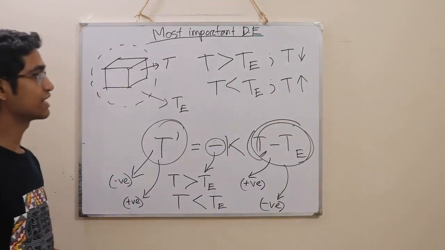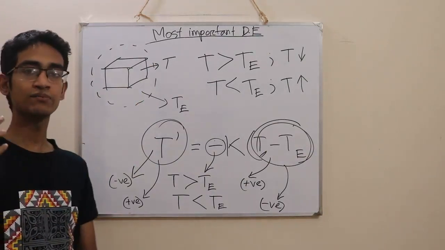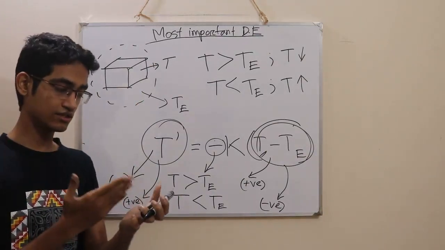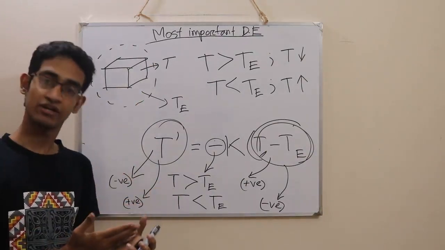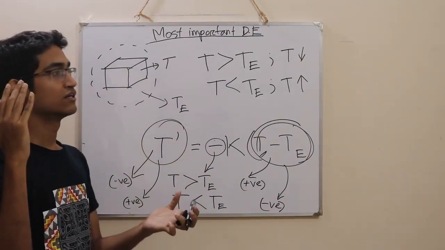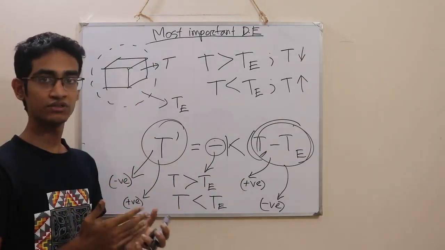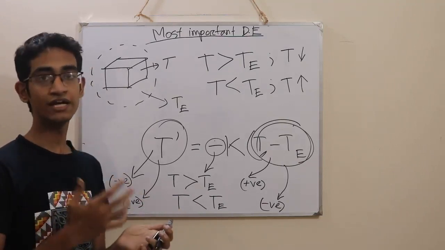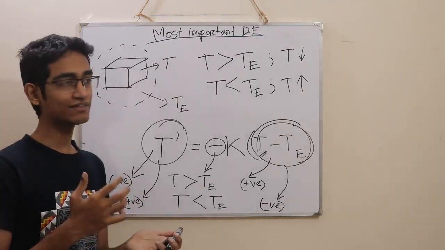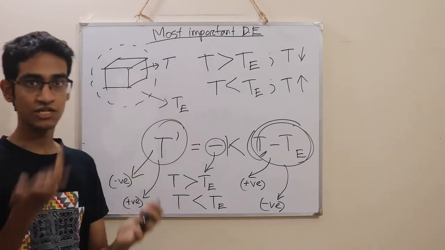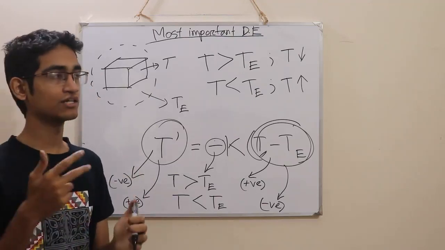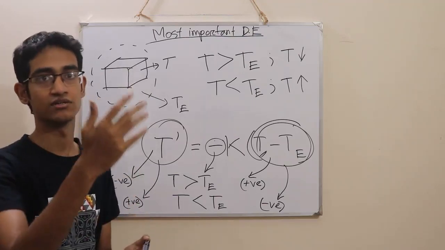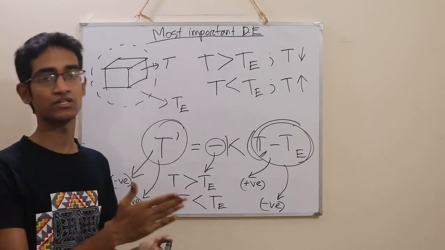So, it means that whether T is less than the temperature of the environment, or whether T is more than the temperature of the environment, it does not matter. It will always head towards the temperature of the environment. If the environmental temperature is less, it will decrease. If the environmental temperature is higher, it will increase. But it will always head towards the temperature of the environment.